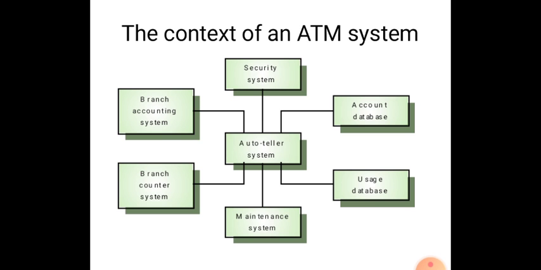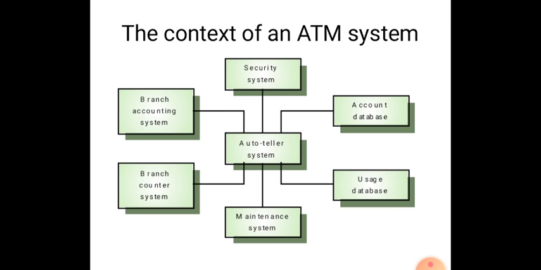Students, you find here in all there are 7 rectangles, okay? So each rectangle has a subsystem in it and there are names of the subsystems, okay? So this ATM system has got 7 subsystems. If you begin from the left hand side, we have got the branch accounting system on the top, and at the bottom we have got the branch counter system.